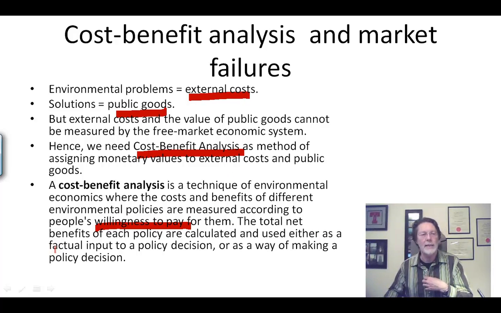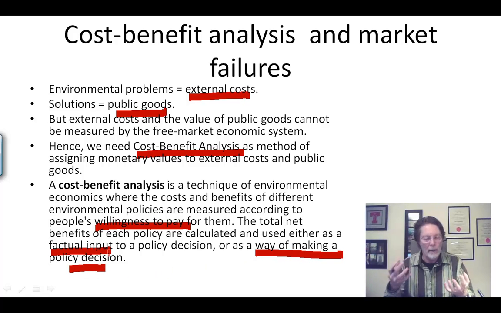The total net benefits are then calculated, and they're used in one of two ways. They're either used as a factual input to a decision, or as an actual way of making the decision, the decision-making method. So those are two different ways you can use these numbers, either as part of a decision or as the determinative position of the decision.